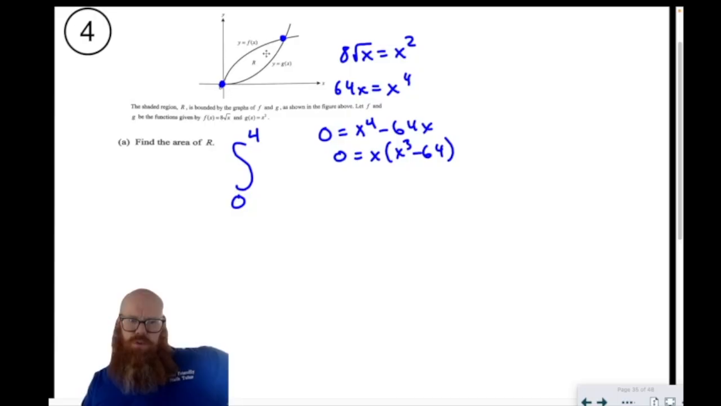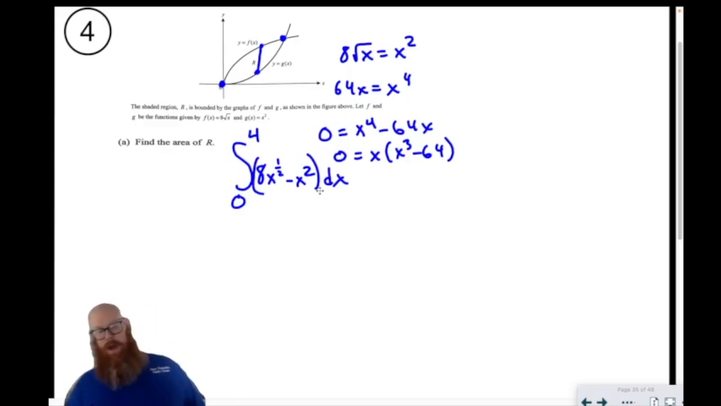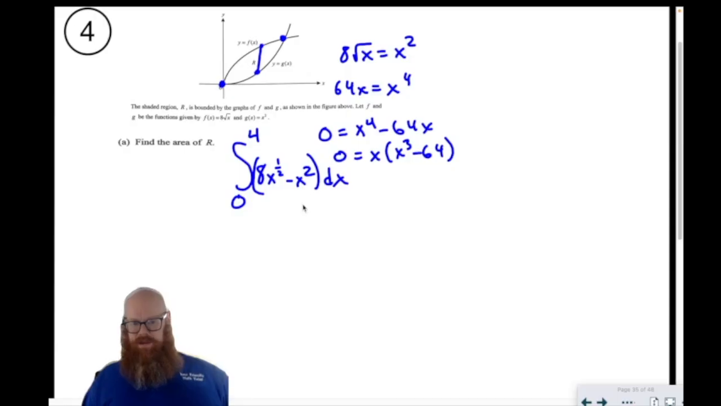And then I want to do the top minus the bottom. So f of x minus g of x. So I'm going to say that's 8x to the 1/2 minus x squared. I'm putting it to the 1/2 because I know I'm going to be taking the integral, so I might as well just write it that way and save a little bit of time. So now I'm going to take the antiderivative, which means I add the exponent to get 3/2, and I then divide by 3/2, which is like multiplying by 2/3.